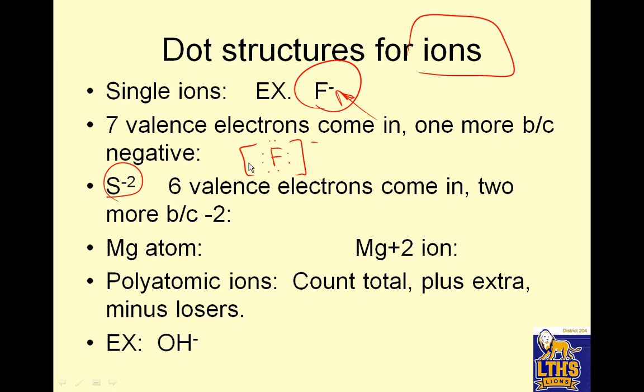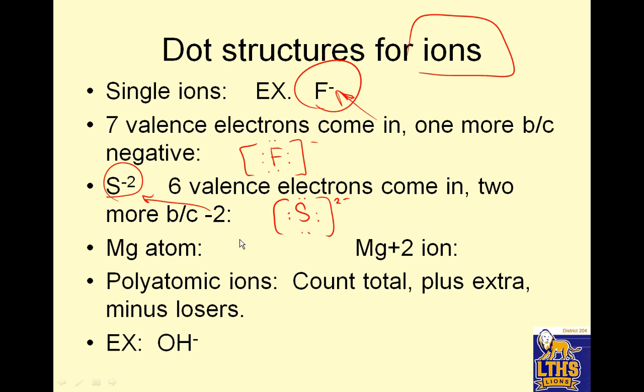S negative 2. Sulfur brings in 6 valence electrons from the periodic table. Now it has 2 more because negative 2 means 2 extra negatives, which are electrons. So sulfur, 1, 2, I'll go around the other way just so you can see what's going on. Sulfur, 1, 2, 3, 4, 5, 6. 2 extra electrons. And then you put a negative 2 on the outside because it's got 2 extra electrons.